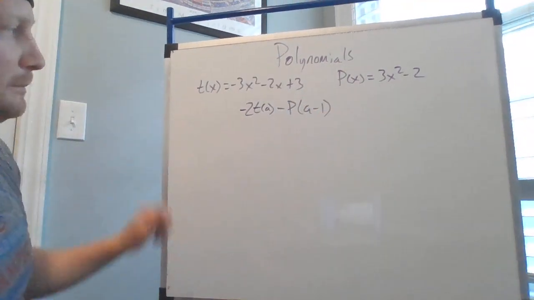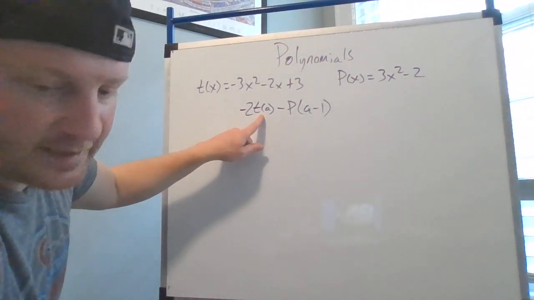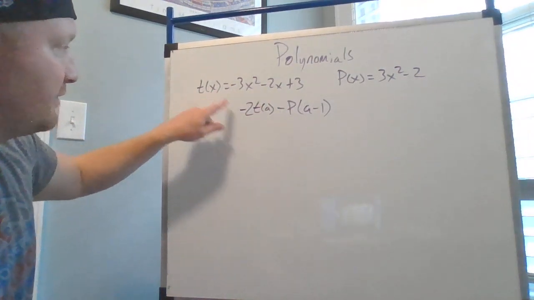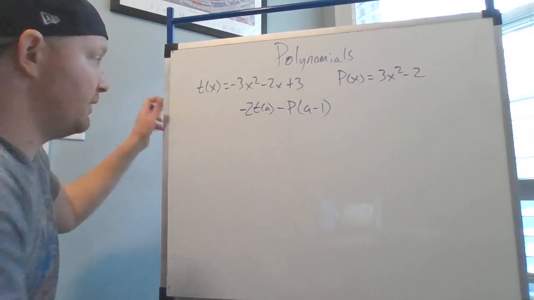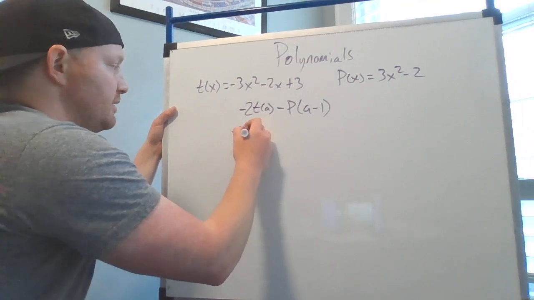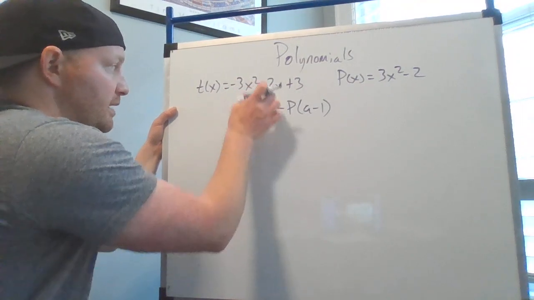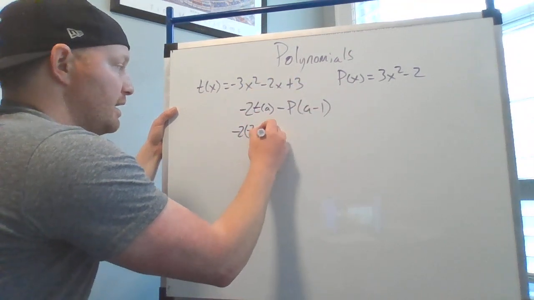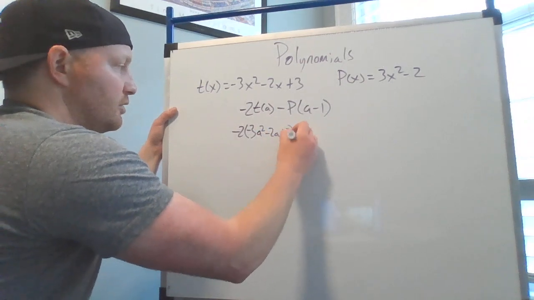All right. I'm going to go into this function, and I'm going to replace all my x's and only the t of x function, because that's what it says to do. Replace x with a. Okay, very basic, very easy. -2 times -3. Remember, I'm multiplying this 2 times this entire function after I input a for everything. So this is now a squared minus 2a plus 3.